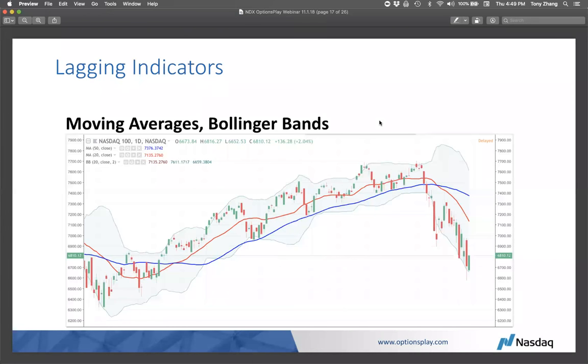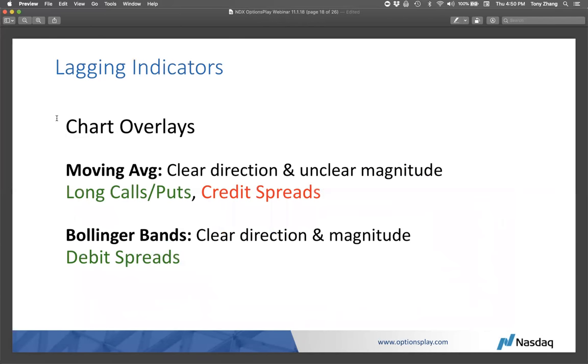When you have a moving average crossover, these are designed to give you an idea as far as what the trend is, based on an average of what's going on historically. These generally don't give you a sense for how far something can go. And because of that, when you're dealing with chart overlays such as moving averages, these give you clear sense of direction but unclear sense of magnitude. You can buy calls and puts on a moving average crossover, or you can trade credit spreads because this is where you have a sense of direction but no sense of magnitude.